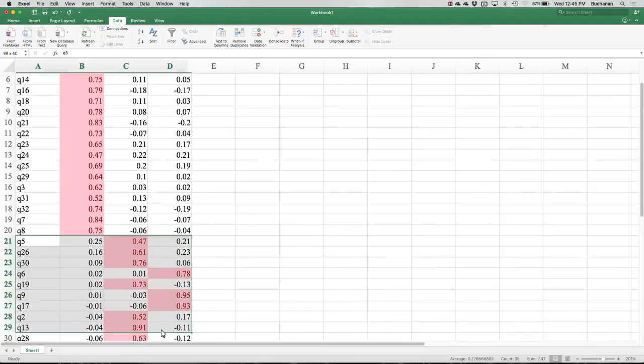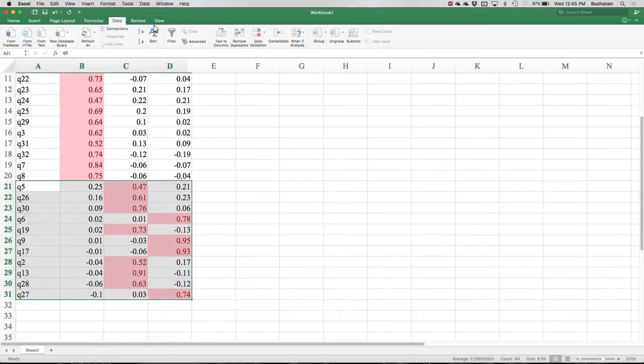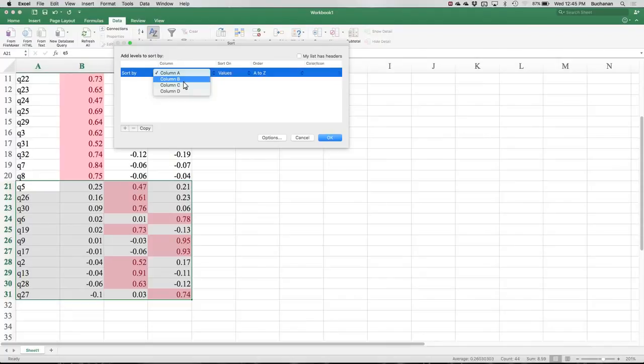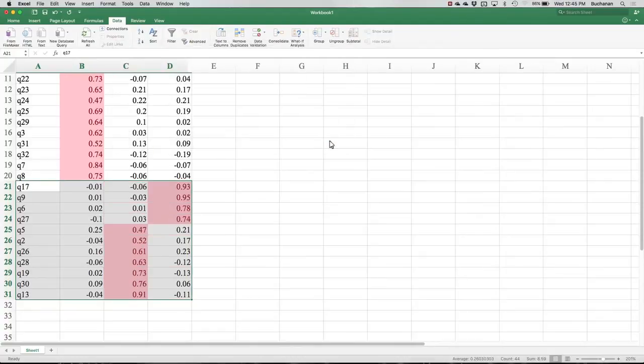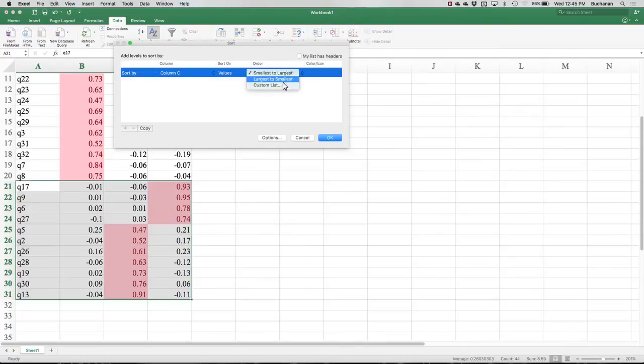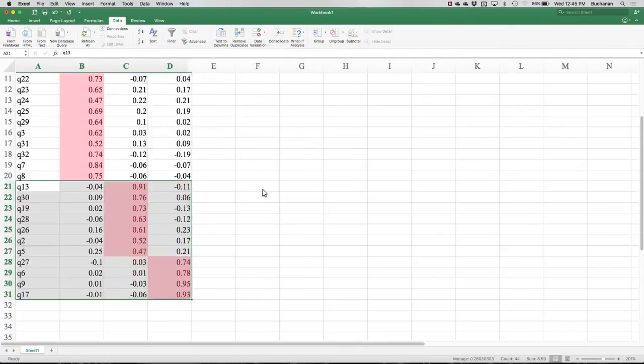Then highlight just this one. Okay. A to Z sort, column B, no, C. A, B, C. Yeah, C. I did that backwards, but largest to smallest. Either way is fine, so that they kind of stack up together.